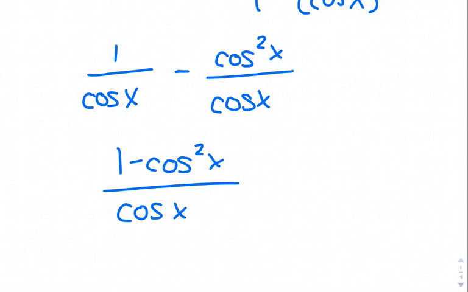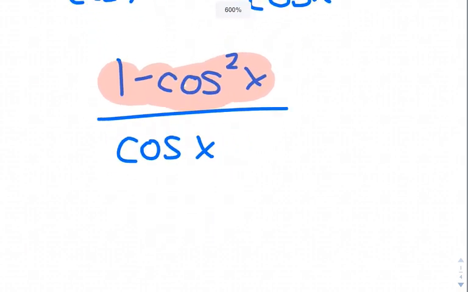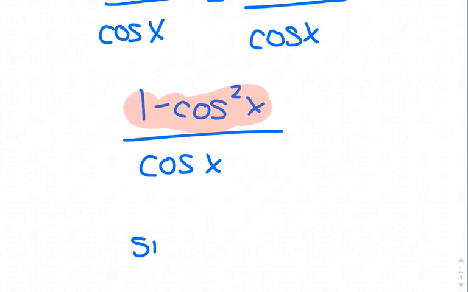And now I realize if I'm looking at my right hand side, it's still not tan x and sine x here. So I have to figure out something that the top or the bottom can become. So if you notice, 1 minus cosine squared x is actually a trig or Pythagorean identity. So 1 minus cosine squared x is equal to sine squared x. So what I'm going to do is replace the top with sine squared x over cosine x.